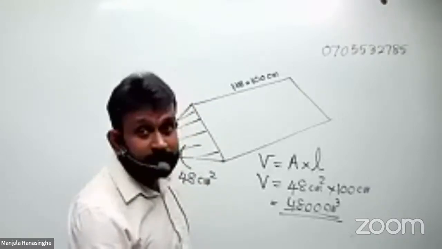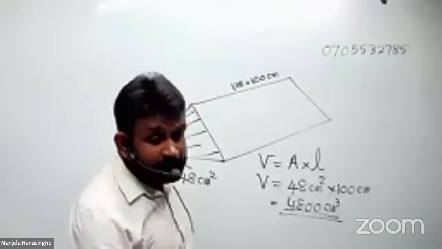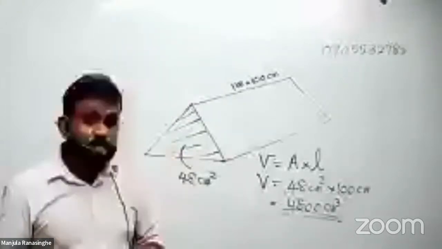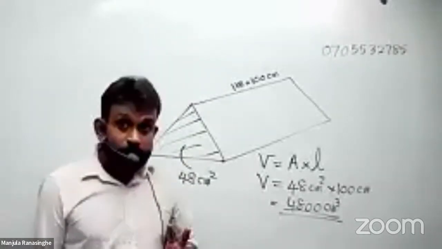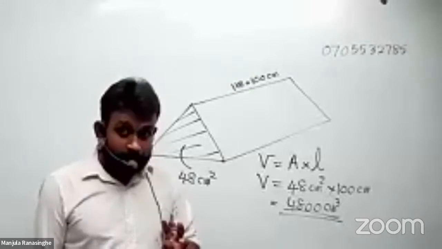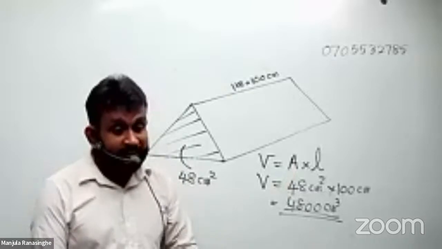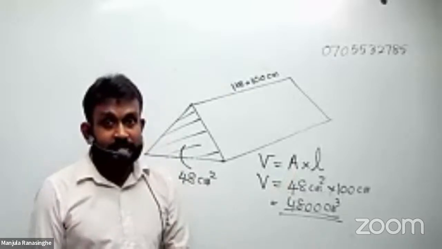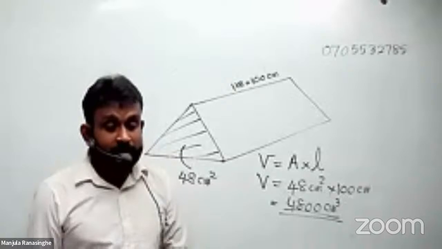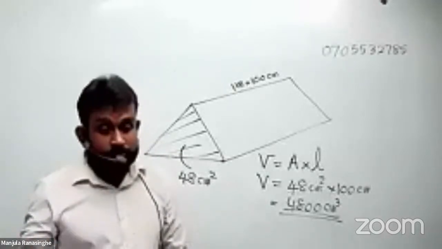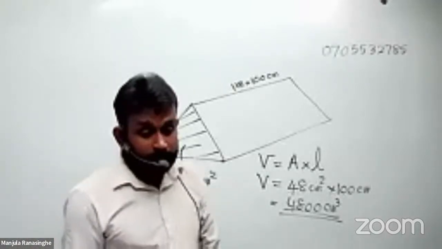Right. What you need to remember well here is that for solids having uniform cross section, the volume is given by the equation cross-sectional area into the length. Cross-sectional area into the length. Remember that formula. Volume equals area into the length. Okay. Fine.